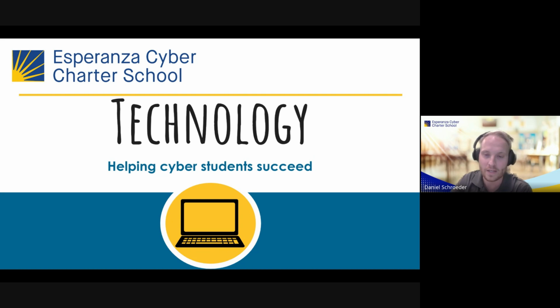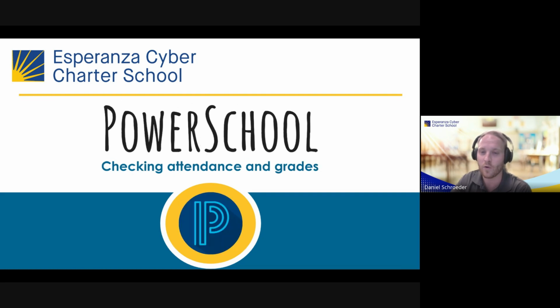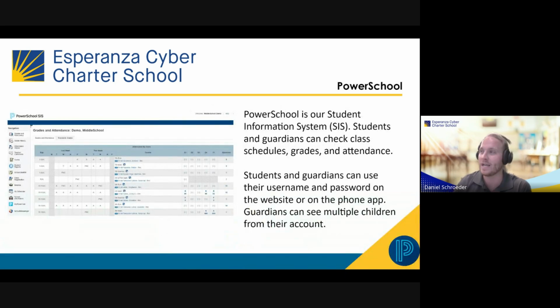So we're going to go ahead and get started so we can move along and cover the four big programs that we want to talk about today. The first one that we want to look at is Power School. The primary purpose that parents and students will want to use this is to check attendance and grades. So the next few slides are going to give us a few visualizations of what the systems look like.